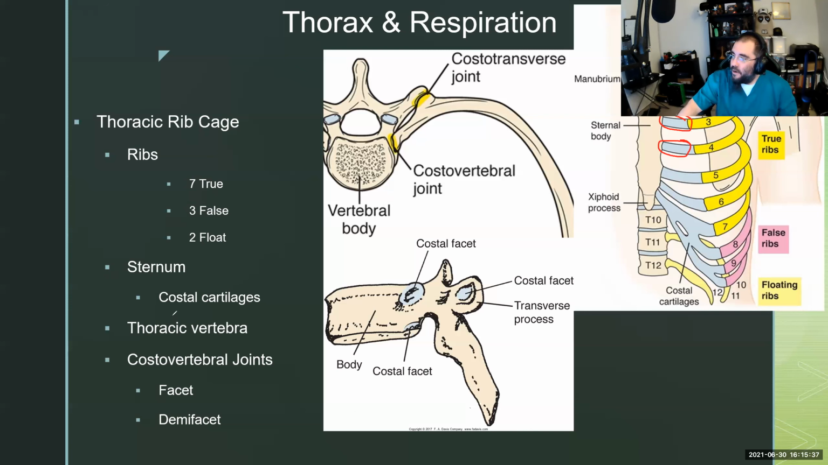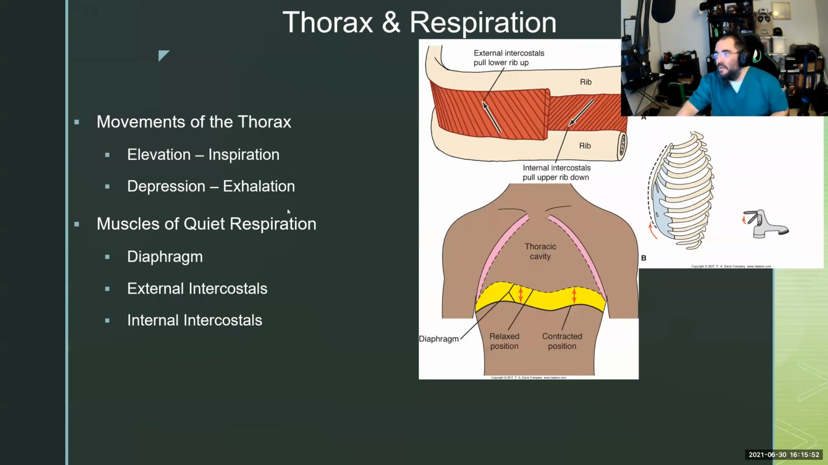Our thoracic vertebrae are important for breathing. And then obviously the mobility of those costal joints on our vertebrae, both the costal facets and the demifacets that allow everything to articulate together, are really important for breathing. So during breathing, when we inspire and breathe in, our thorax itself is going to elevate, right? We elevate up. When we exhale and breathe out, our thorax depresses.